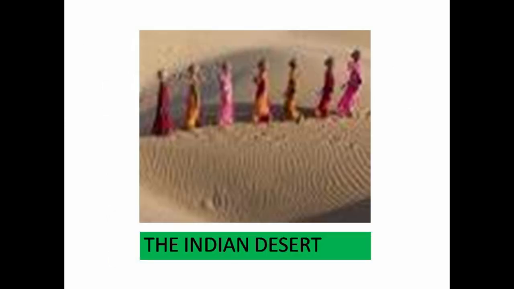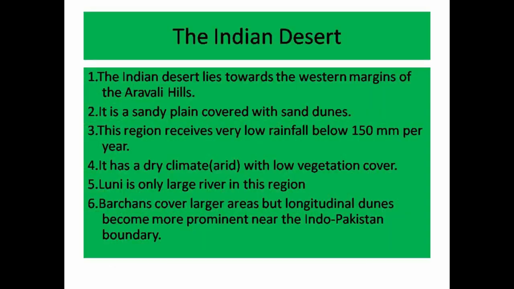Now let us talk about the Indian desert. The Indian desert lies towards the western margins of the Aravalli Hills. It is a sandy plain covered with sand dunes. The region receives very low rainfall, below 150 mm per year. It has a dry climate and low vegetation cover.